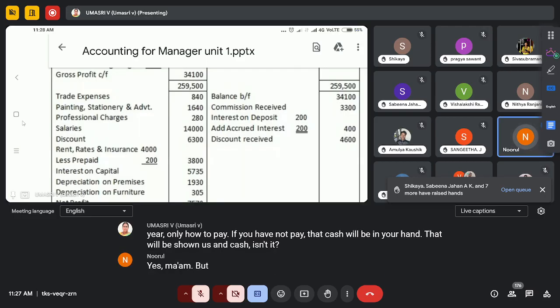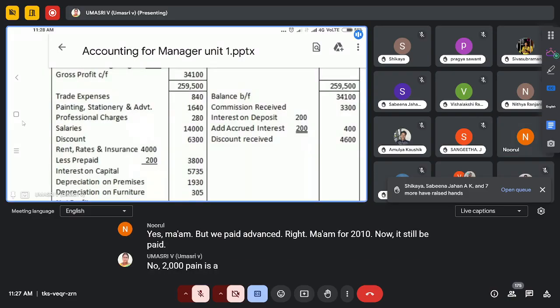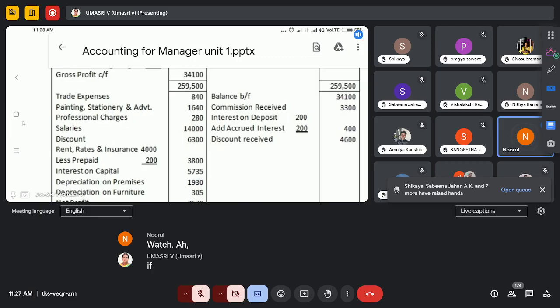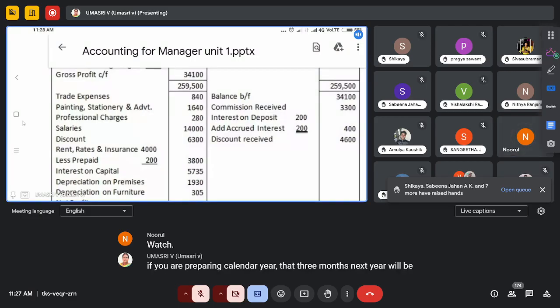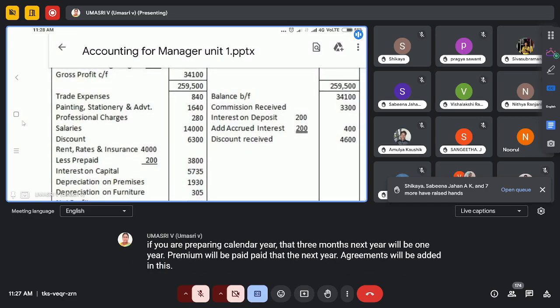Yes, ma'am. But we paid in advance, right, ma'am? For 2010 now itself we paid. Generally, insurance we used to pay by financial year, that is April to March. But if you are preparing a calendar year, 3 months of next year will be included, as 1 year premium will be paid. Those next year 3 months will be added in this current year. That is why it is treated as prepaid insurance.